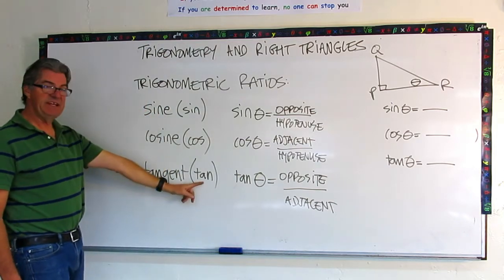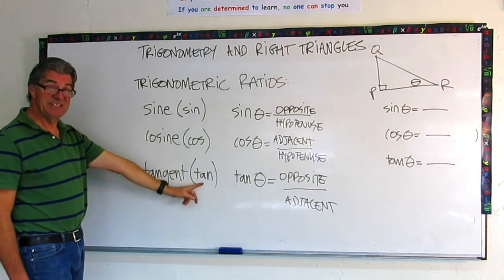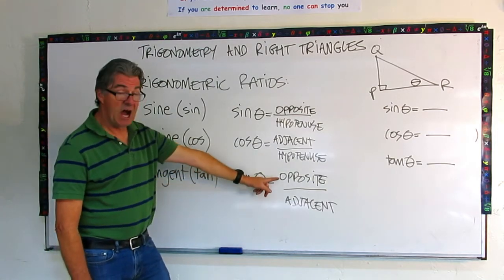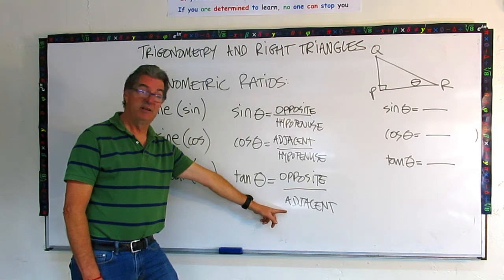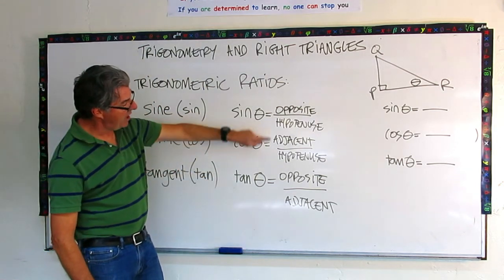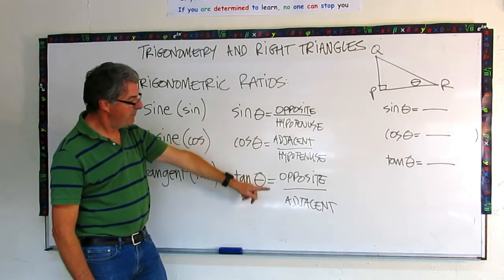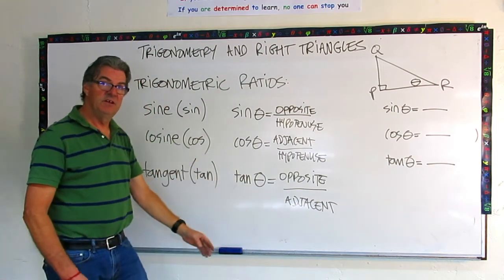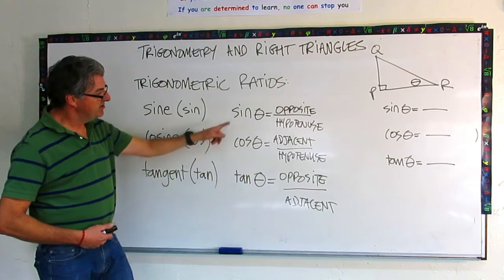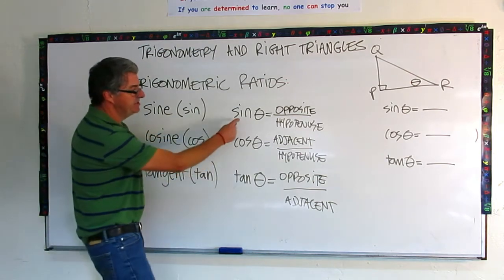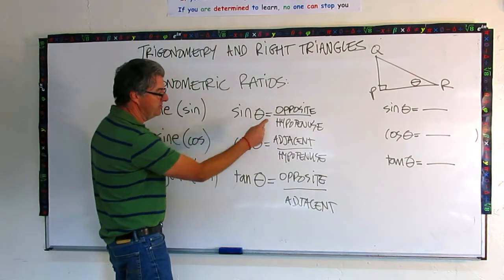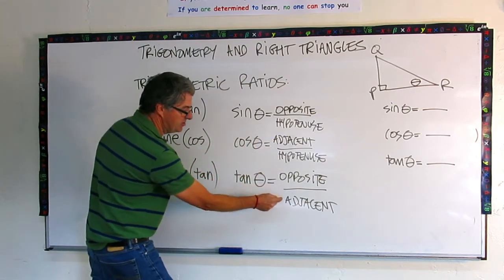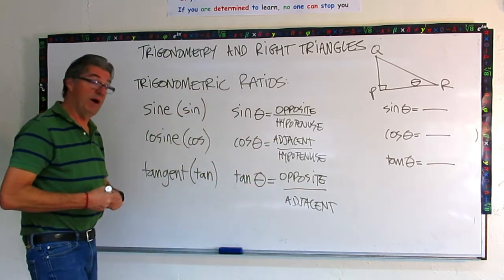Tangent, which we abbreviate tan, but we still say tangent. Tangent of theta is the opposite over the adjacent side. So these first two have hypotenuse underneath, but the last one doesn't have the hypotenuse at all. Okay? So one trick to memorize these three things: sine is opposite over hypotenuse, cosine is adjacent over hypotenuse, and tangent is opposite over adjacent, is SOHCAHTOA.